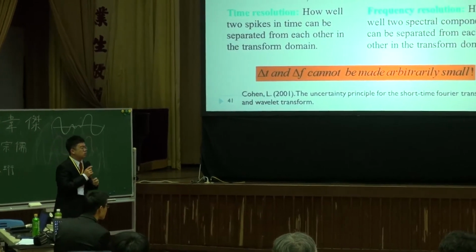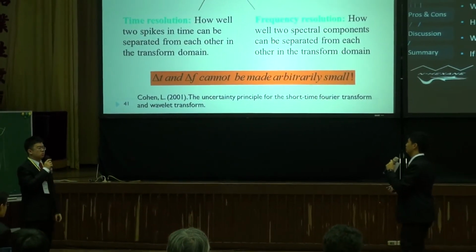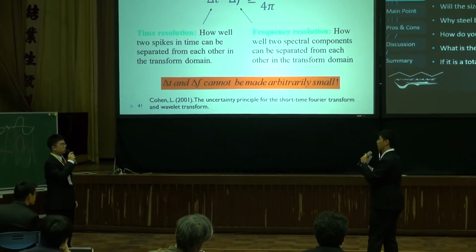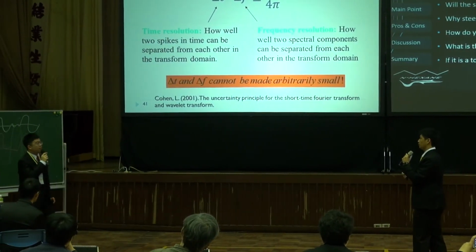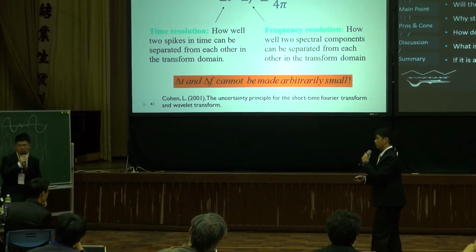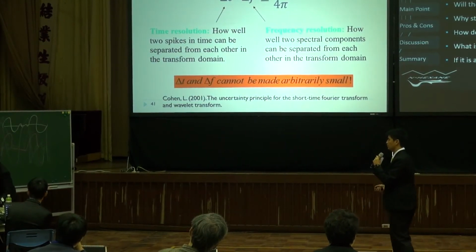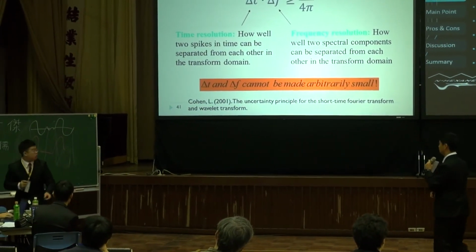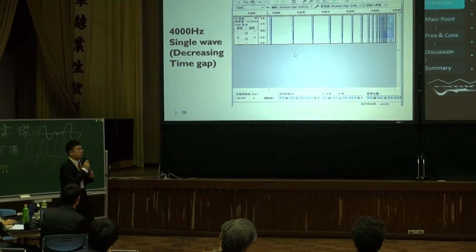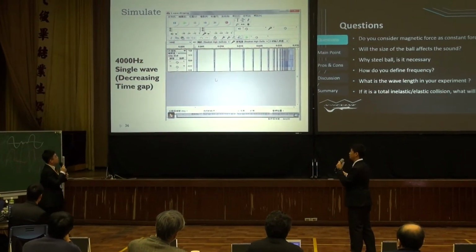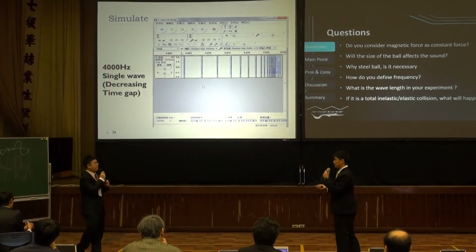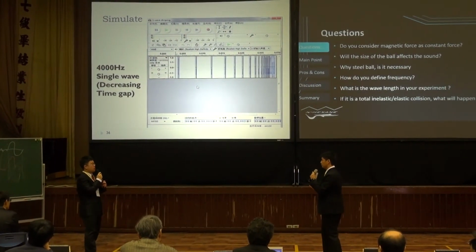Okay, and in your experiment, you have done simulation of one wave and two waves. Show the slide again, on page 36. You said you simulated the time decrease is because the collision is an elastic collision. Am I correct? Yeah, it's related.